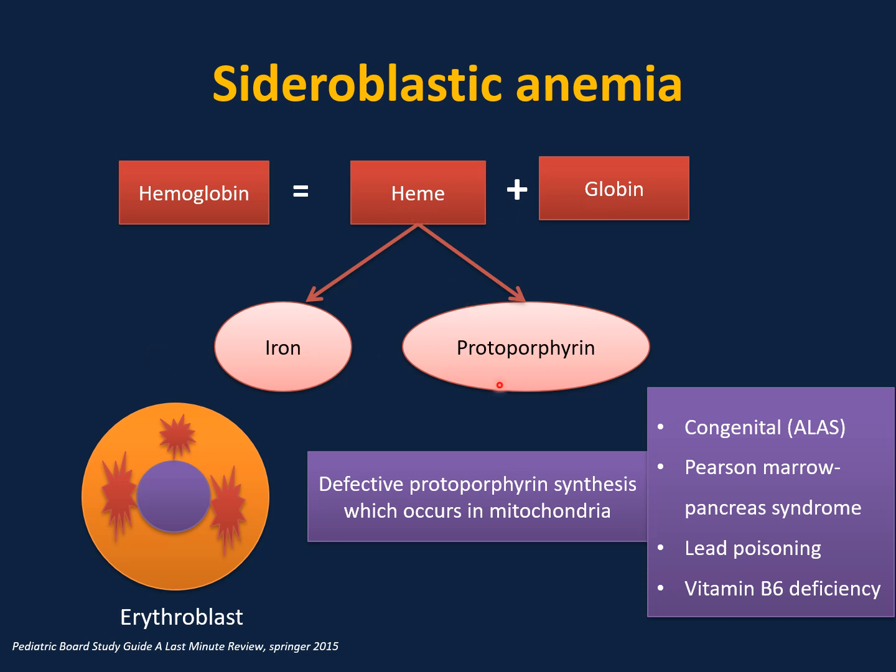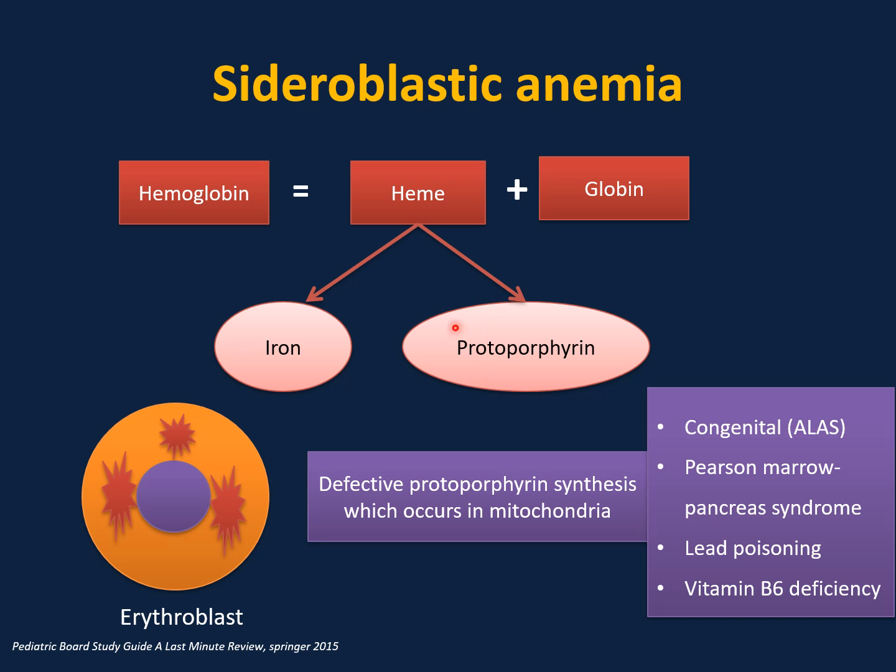If you decrease the protoporphyrin synthesis, you will decrease the heme, and when you decrease the heme, you decrease the hemoglobin and will cause microcytic anemia. The combination of the iron and protoporphyrin occurs in the mitochondria, and the synthesis of the protoporphyrin occurs in the cytoplasm of the erythroblast. This process occurs in the bone marrow.